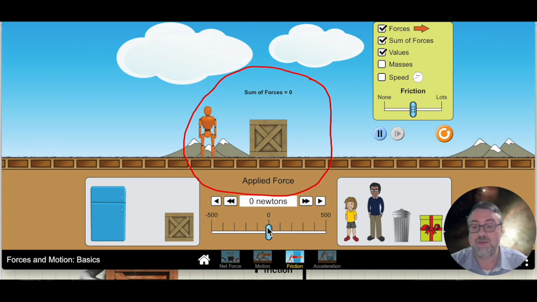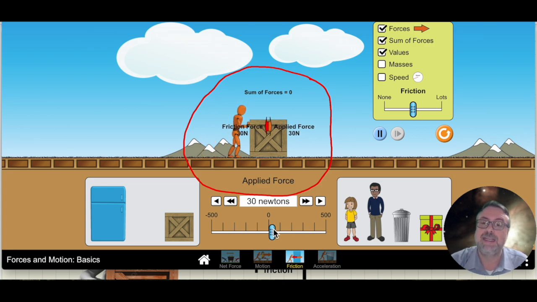So right now, there is no friction. I apply a little force to the crate, and notice the crate is not moving. The sum of the forces is equal to 0. So right now I'm applying 30 newtons of pushing force, but the friction force is 30 newtons in the opposite direction. If I continue applying a force, so at this point I've applied 86 newtons and something odd has happened.